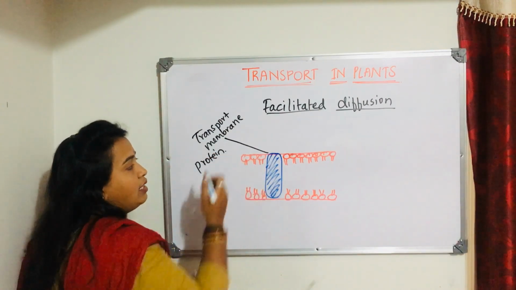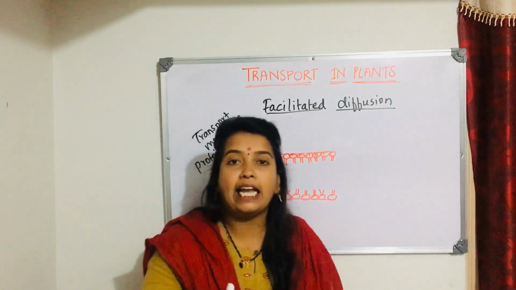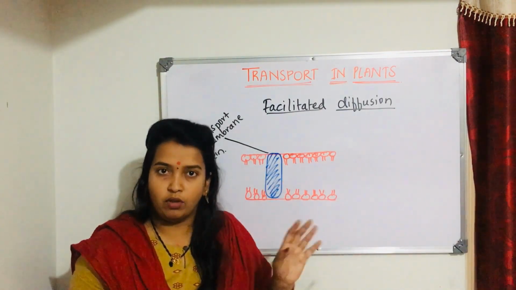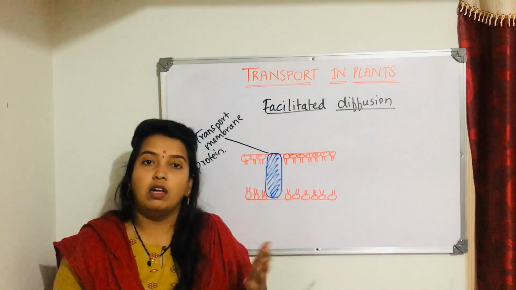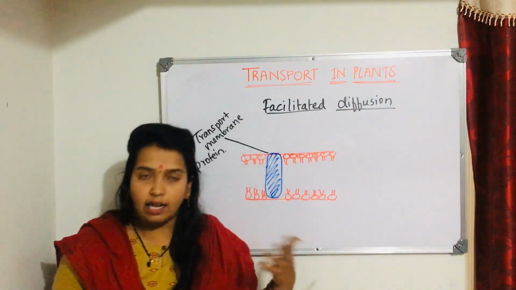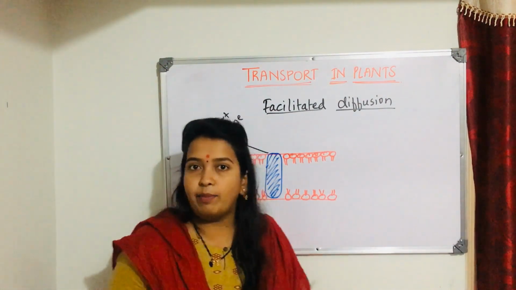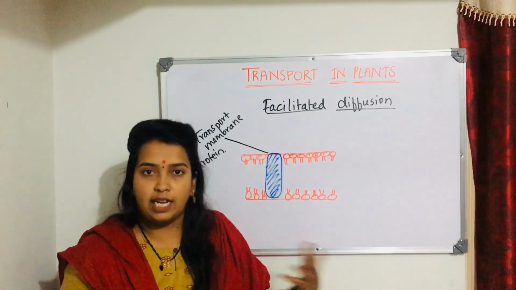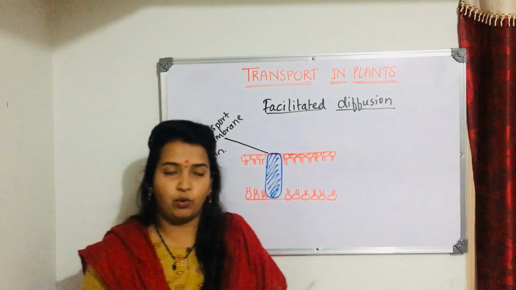Now this protein is like a gateway. It can allow molecules all the time if it is according to the concentration gradient, it can allow it. Permission is also required by the plasma membrane. Only molecules which are required by the plant are taken inside. That at least I have told you.